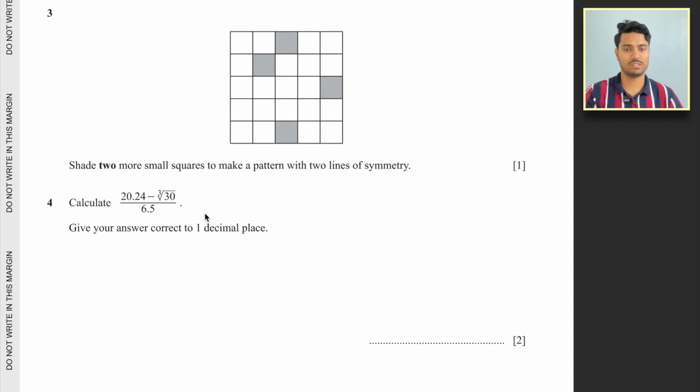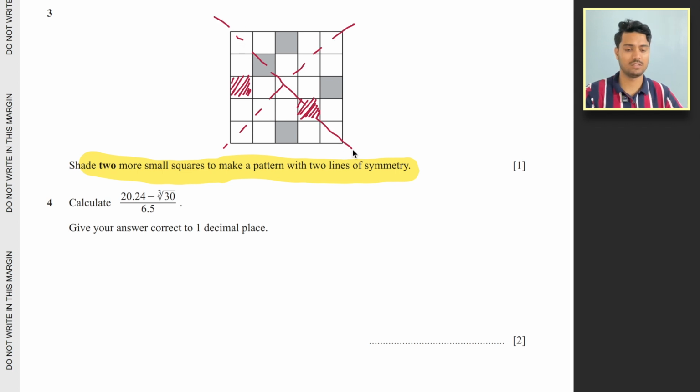We have a diagram given to us. It says shade 2 small squares to make a pattern with 2 lines of symmetry. So one will be this and another one will be exactly this, so that we have two lines of symmetry. One is going to be this and another one will be like this, both the diagonals. Actually we don't have to sketch the axes of symmetry, we just have to shade 2 small squares. So this is the answer.